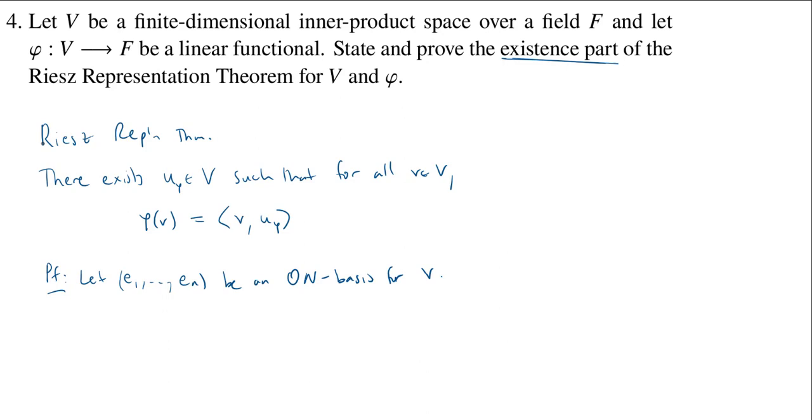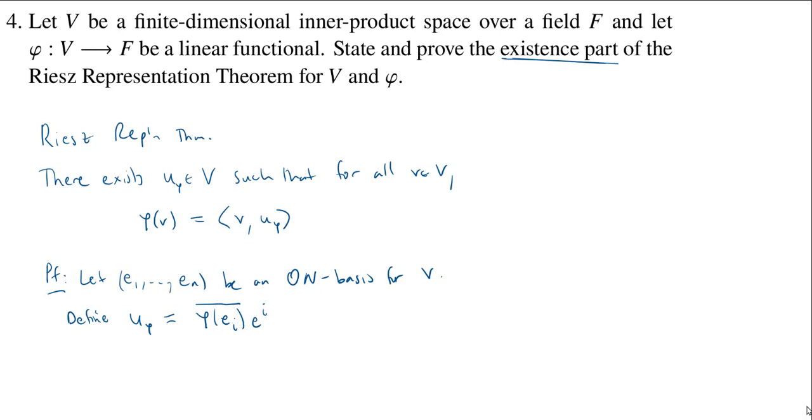for V. And so we're going to define u sub phi, this is our Riesz element, to equal, well, it's just going to be you apply phi to each of these basis elements. That gives you some element in F. Take the complex conjugate, and then multiply by that same basis element. I'm using Einstein notation here to keep this simpler, so this means we're summing over the i's. We've got an i down below and an i up above.